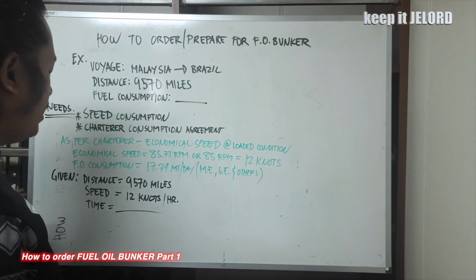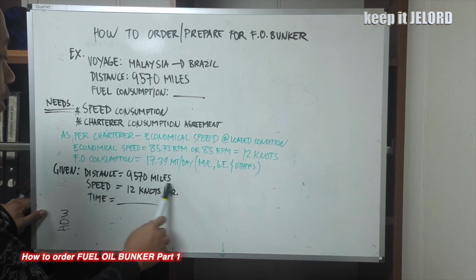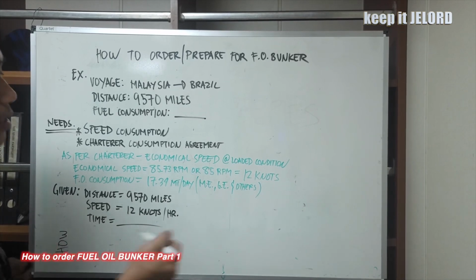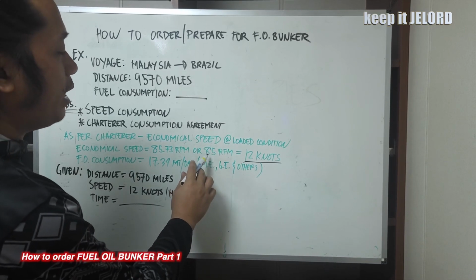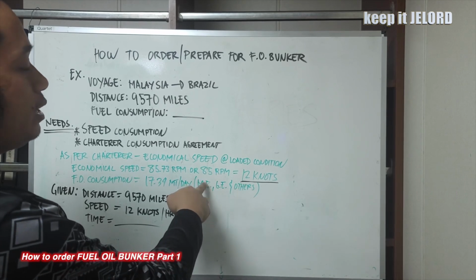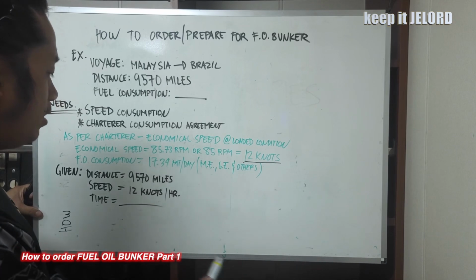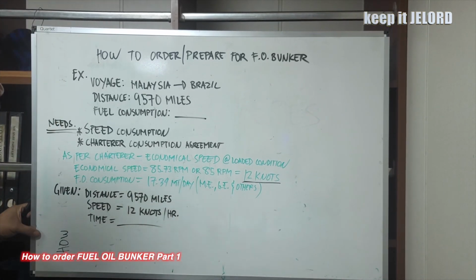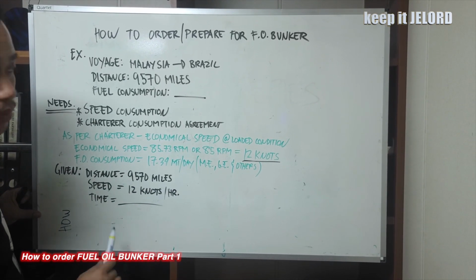So now we have the given. The distance is 9,570 miles, and the speed is 12 knots per hour. Take note that this 12 knots is per hour. The 85 revolutions per minute engine speed is 12 knots per hour. So we are looking for the time.